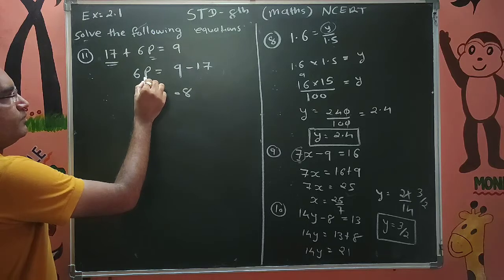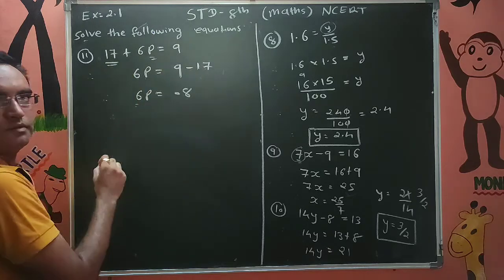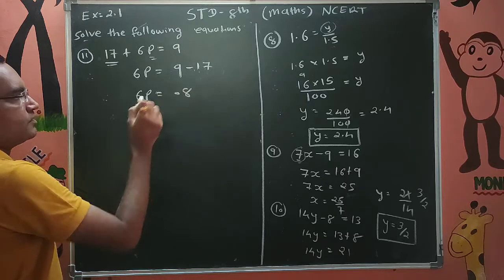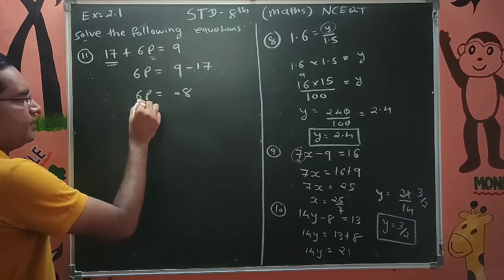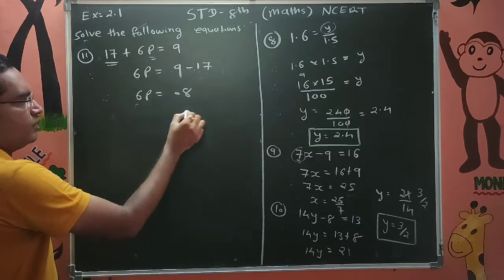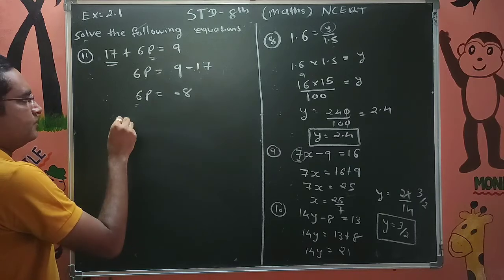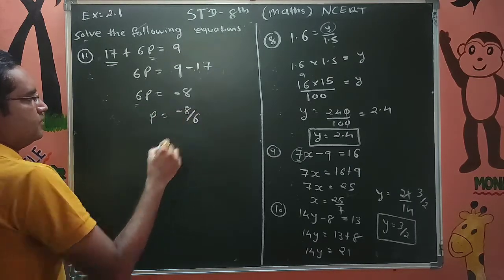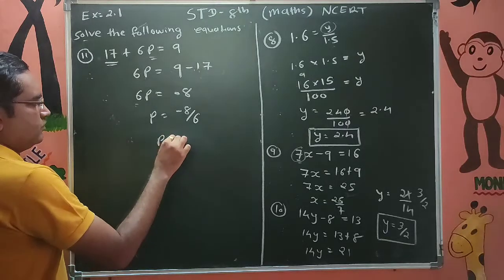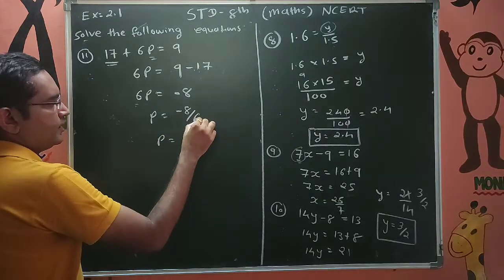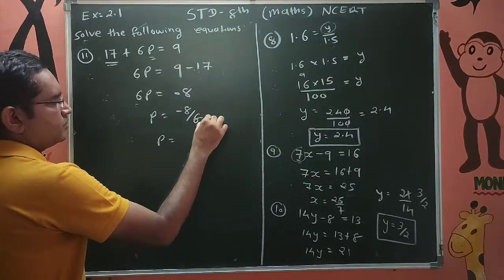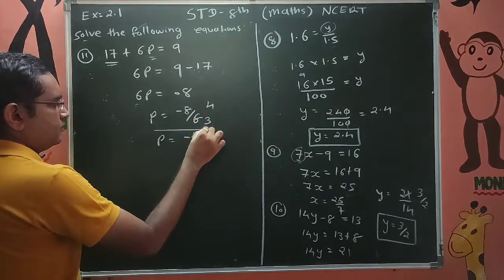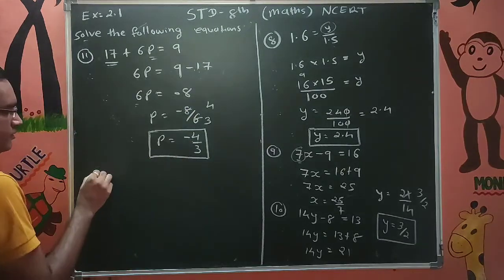So here 6p equal to 9 minus 17. So plus minus is there. So you have to consider subtraction. So it's minus 8. Here students, now we are taking this 6 into division because it is in multiplication with the p. Therefore, p equal to minus 8 by 6. Cutting, 4 2s are 8, 3 2s are 6. So our answer is minus 4 by 3. This is the solution of given equation.